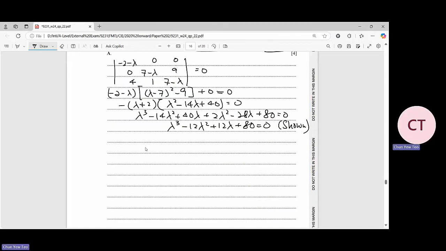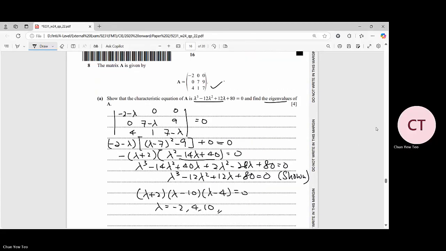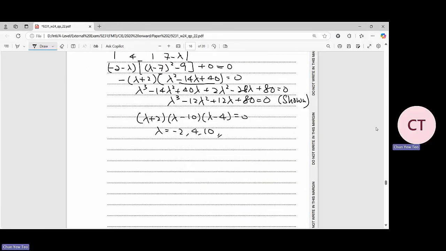And after that, from here, we factorize it in order to find the eigenvalues. This part, the quadratic, if you factorize it, it will be (lambda minus 10)(lambda minus 4) equal to 0. So your lambda is -2, 4, and then 10. We try to arrange the lambda in ascending order. Okay, so these are the eigenvalues for number 8a.